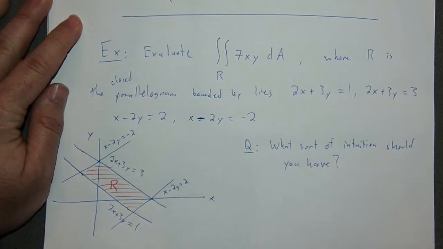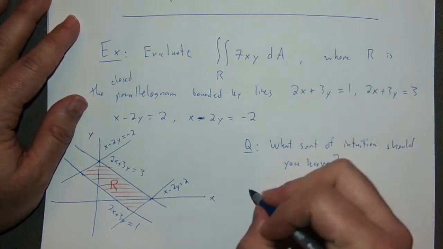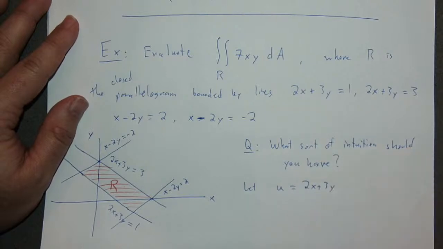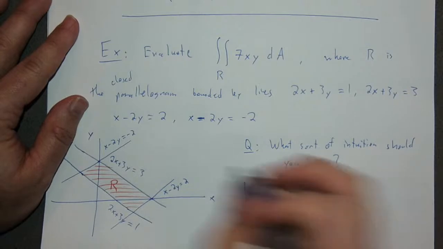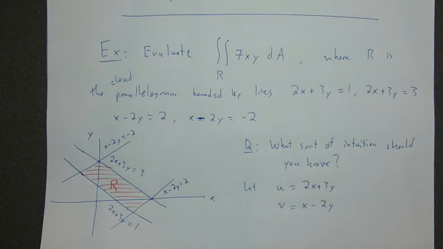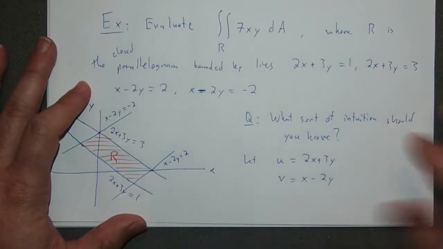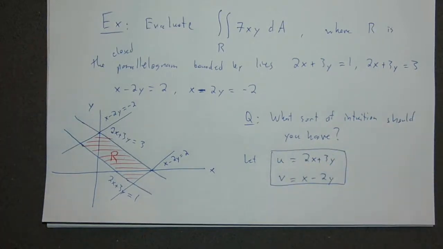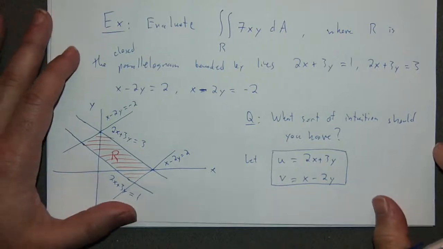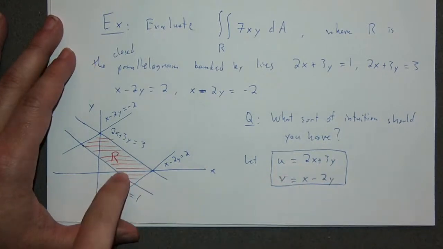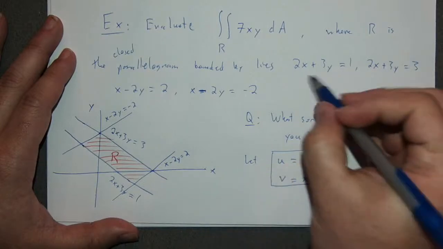Okay, so what if we did the very straightforward thing and just said, well, what if I let u be 2x plus 3y, and I let v be the other thing, x minus 2y here? All right. Well, this describes a transformation. This describes a transformation, but the transformation it describes, well, I'll talk about it here in a second. If we just apply this to R, what do these boundary lines become?